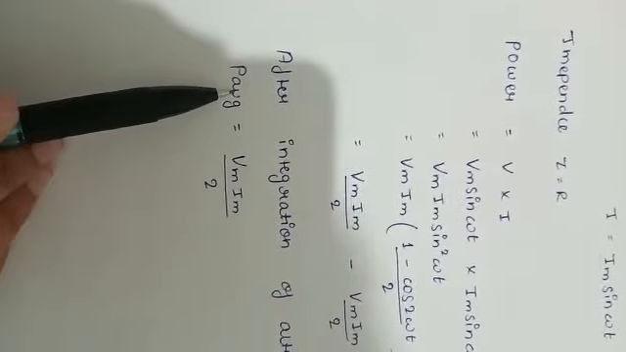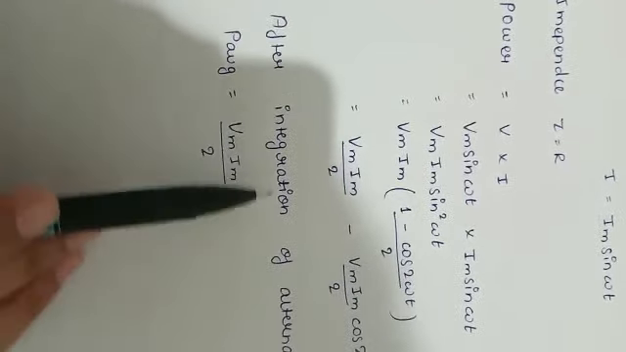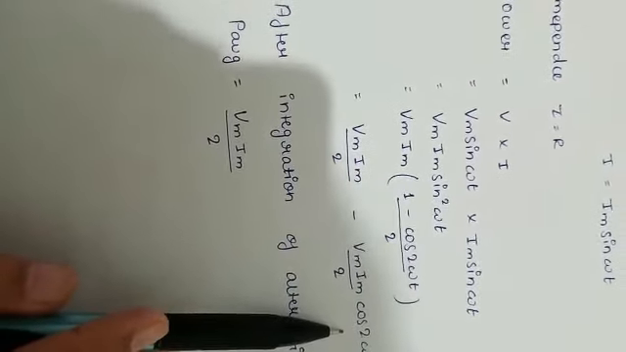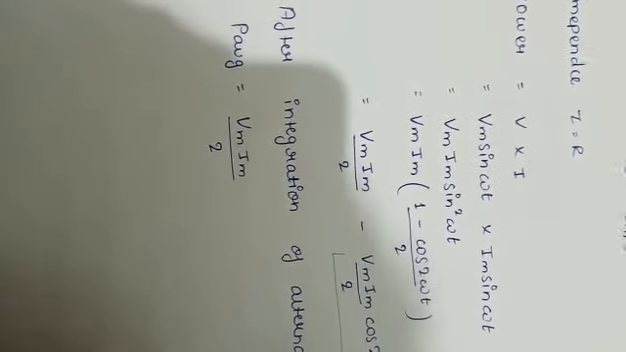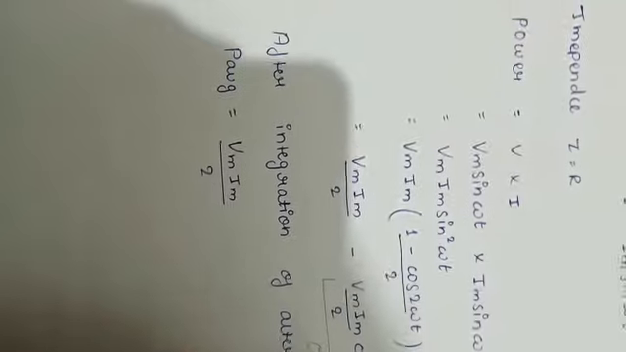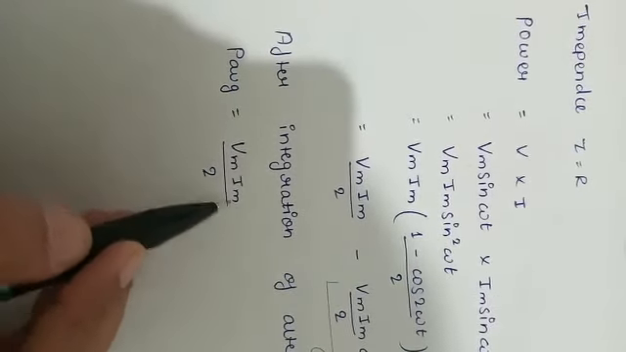For P average, that is the average of power, we need to integrate these both quantities, and after integrating the alternating quantity, which is this Vm Im by 2 cos 2 omega t, we get 0. So the final answer will be P average is equal to Vm Im by 2.